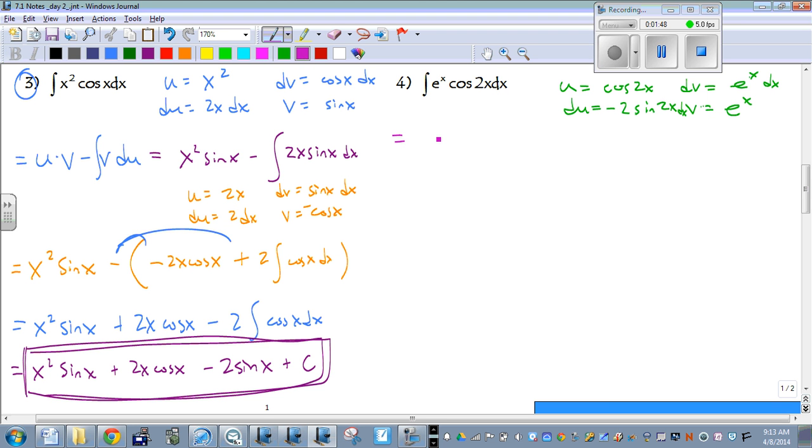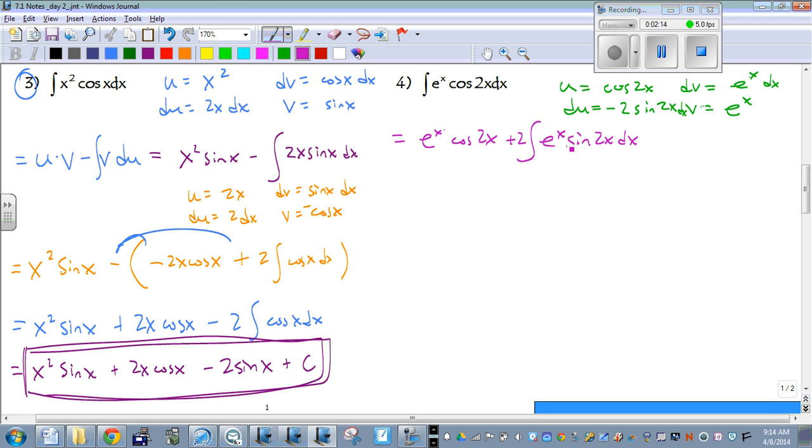So for this one, we end up with u times v, so e to the x times cosine of 2x, minus the antiderivative of v du. So we've got this negative 2 in here. I'm going to make it positive 2 since we're subtracting. Keep that 2 on the outside. And then we have e to the x sine of 2x dx on the inside.